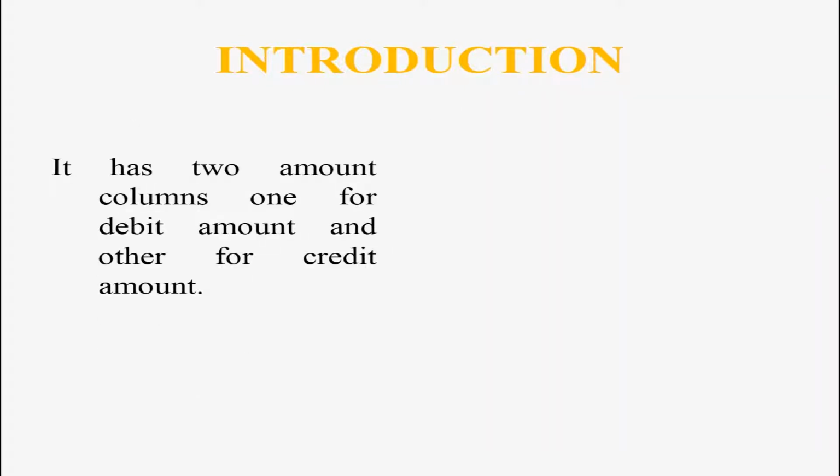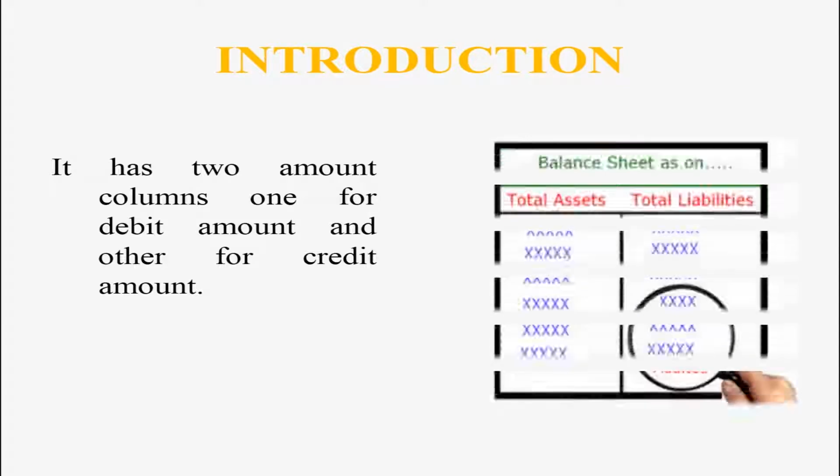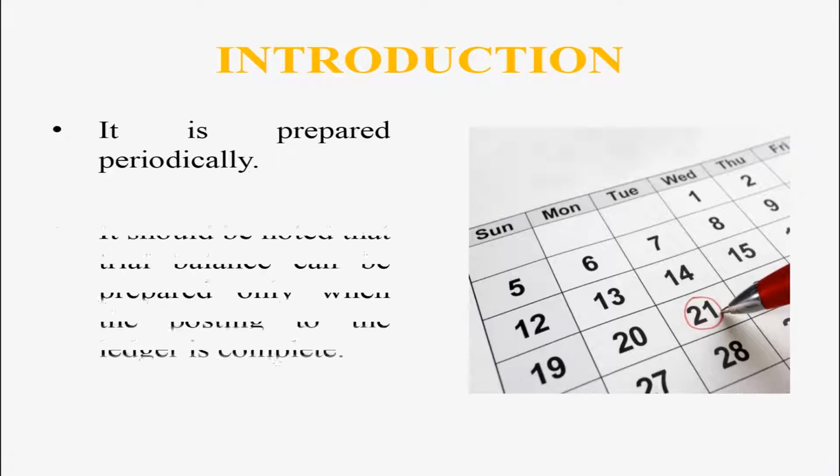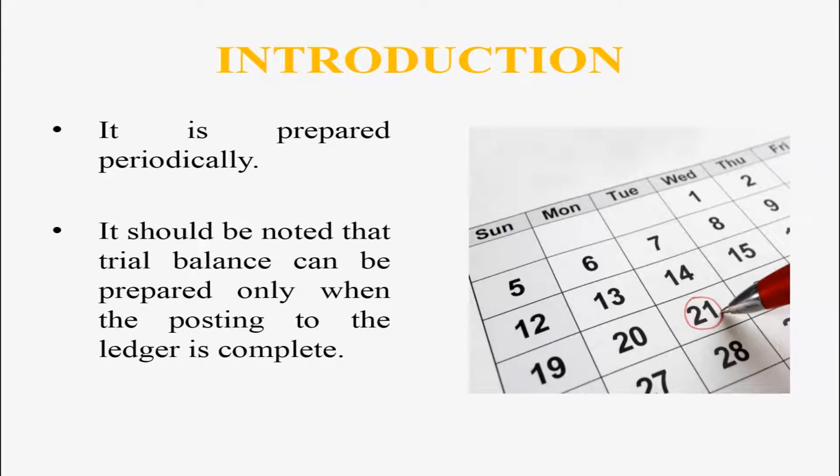It has two amount columns, one for debit amount and the other for credit amount. It is prepared periodically, say weekly, fortnightly, monthly, quarterly, or half yearly. It should be noted that trial balance can be prepared only when the posting to the ledger is complete.